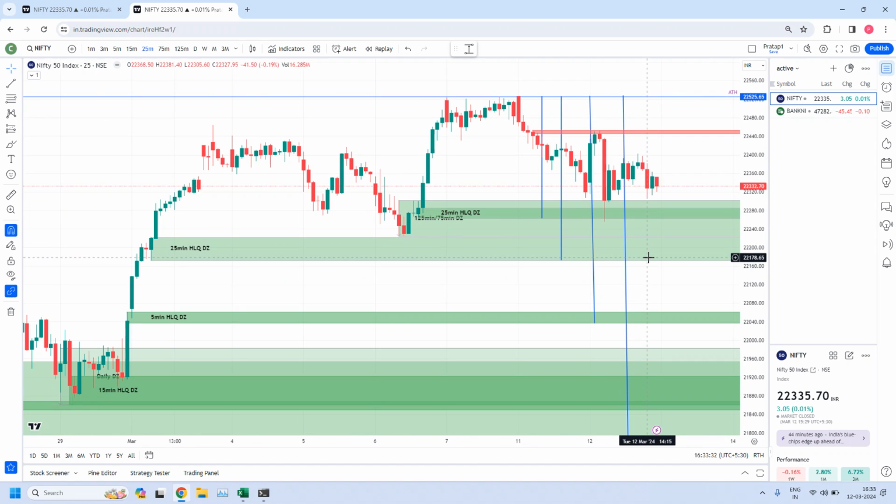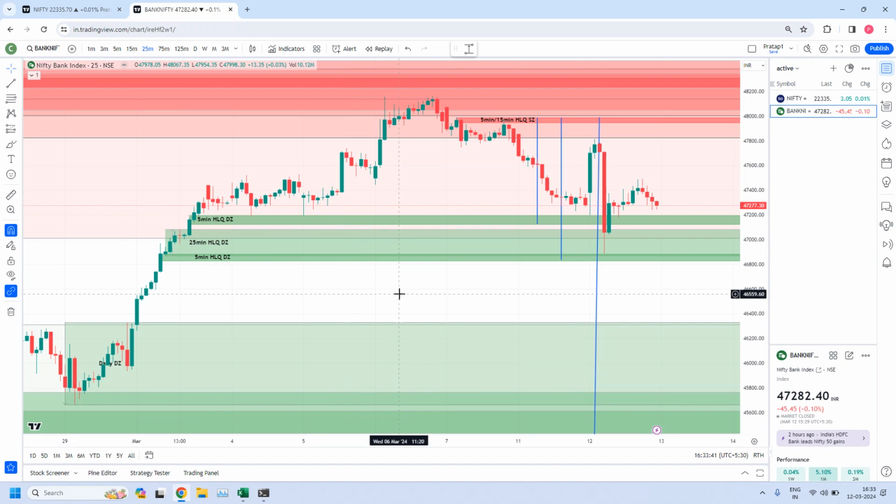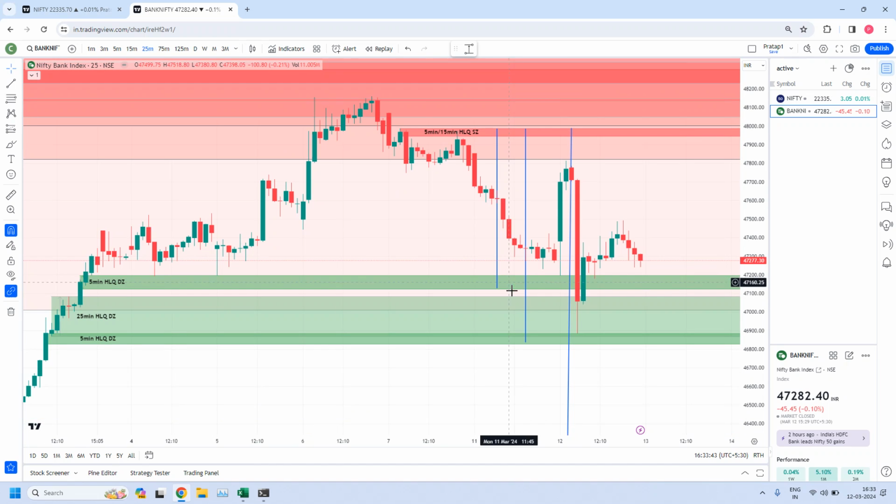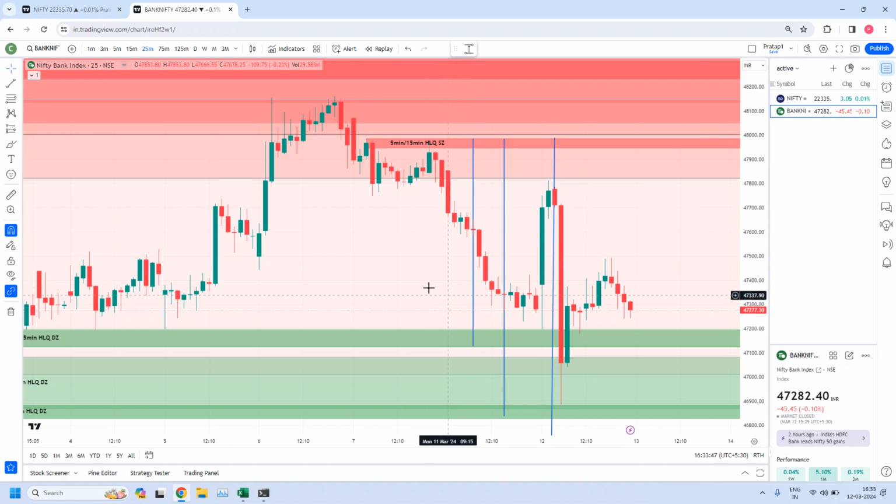Now let us look into the Bank Nifty. Bank Nifty is even more amazing. Extraordinary. Let me show you how Bank Nifty moved today. See, we have seen this high liquidity zone is working very strong. Even today you see it has given a trade here. Let me move to the 5 minutes time frame.